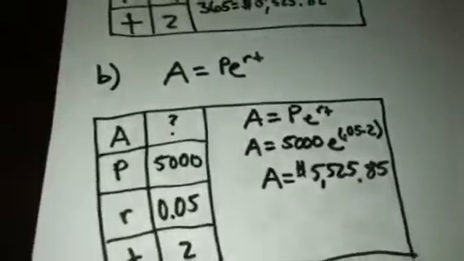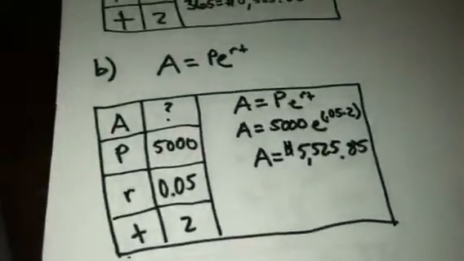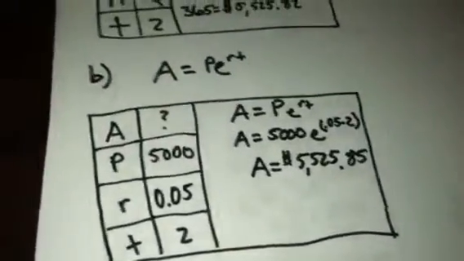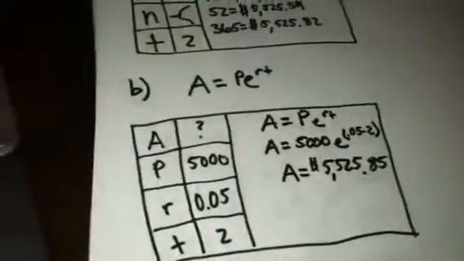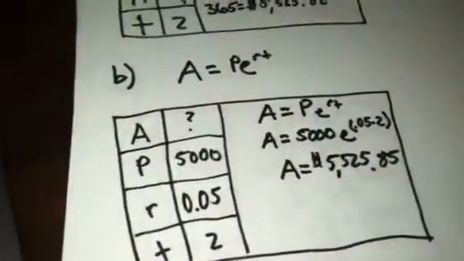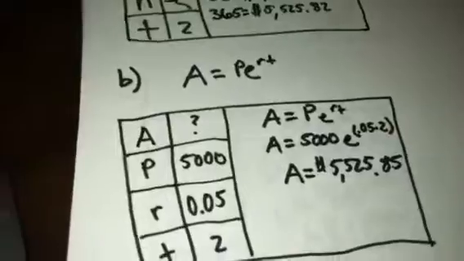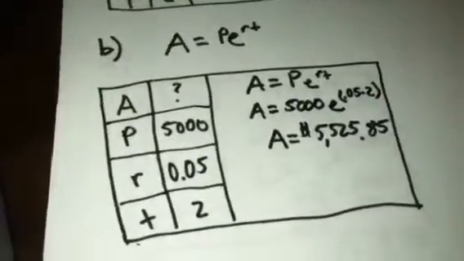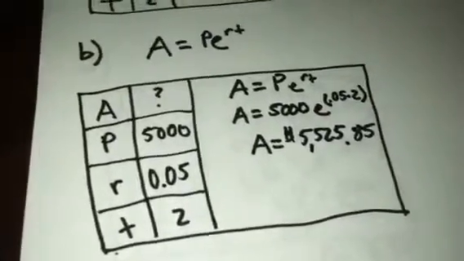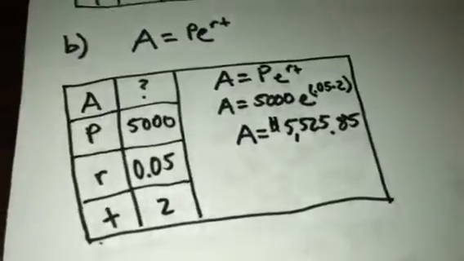For B, it's the same thing. We're using that formula and we're just identifying, plugging in, and solving. This one's much easier because it's compounded continuously, so we don't have to keep plugging in different variables, and we only have one answer at the end.